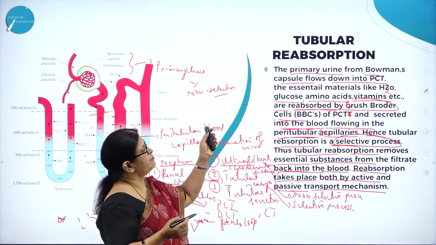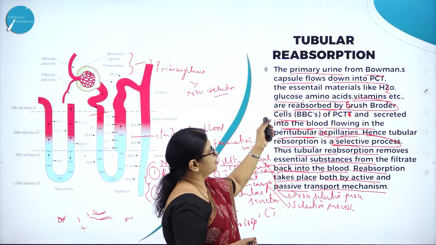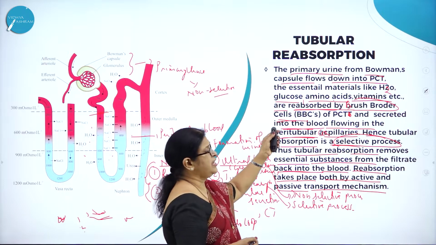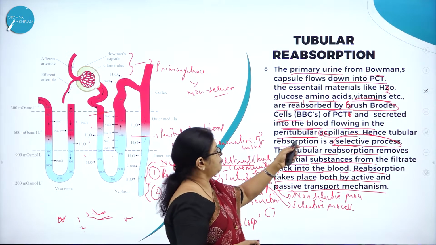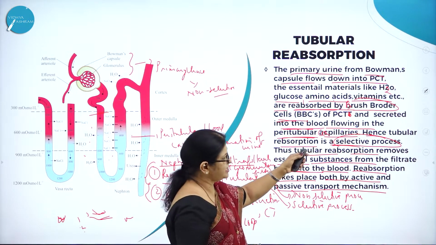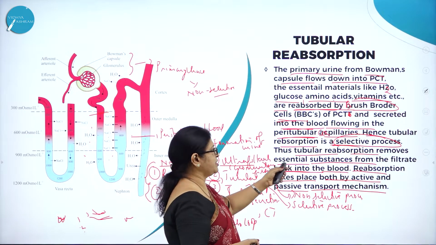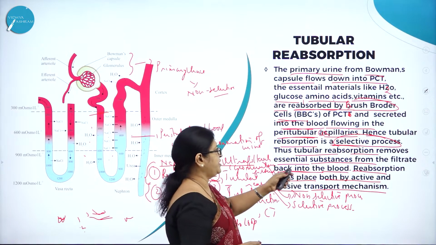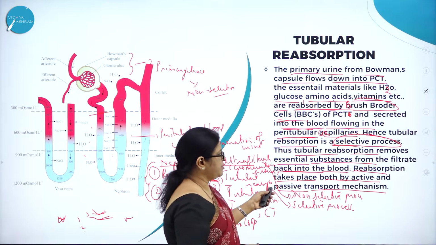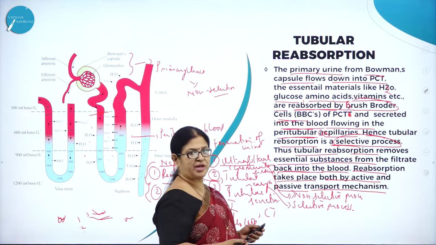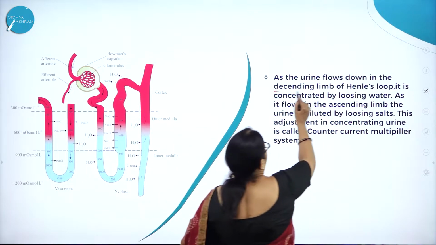The primary urine from Bowman's capsule flows down into the PCT. The essential materials like water, glucose, amino acids, vitamins, etc. are reabsorbed by brush border cells of the PCT and secreted into the blood flowing in the peritubular capillaries. Hence, tubular reabsorption is a selective process. Thus, it removes essential substances from the filtrate back into the blood. Reabsorption takes place by both active and passive transport mechanisms, as the urine flows down in the descending limb of Henle's loop.